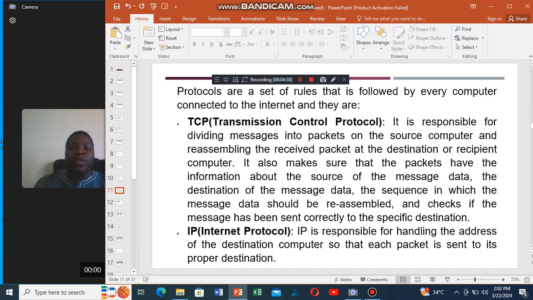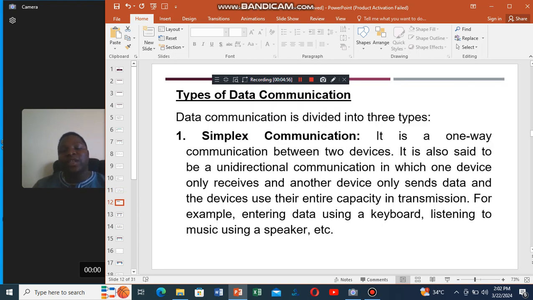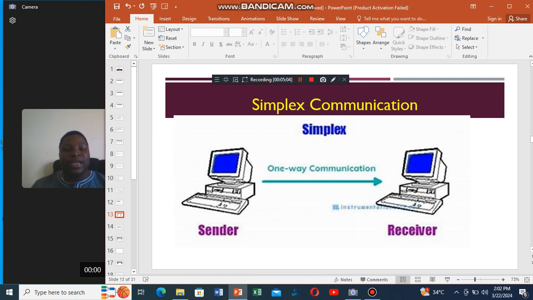The protocol is a set of rules followed by every computer connected to the internet, and they are TCP, the Transmission Control Protocol, and IP, the Internet Protocol. We have types of data communication. We have simplex communication. It is a one-way communication from one sender to another. It means only one person can send in this instance.